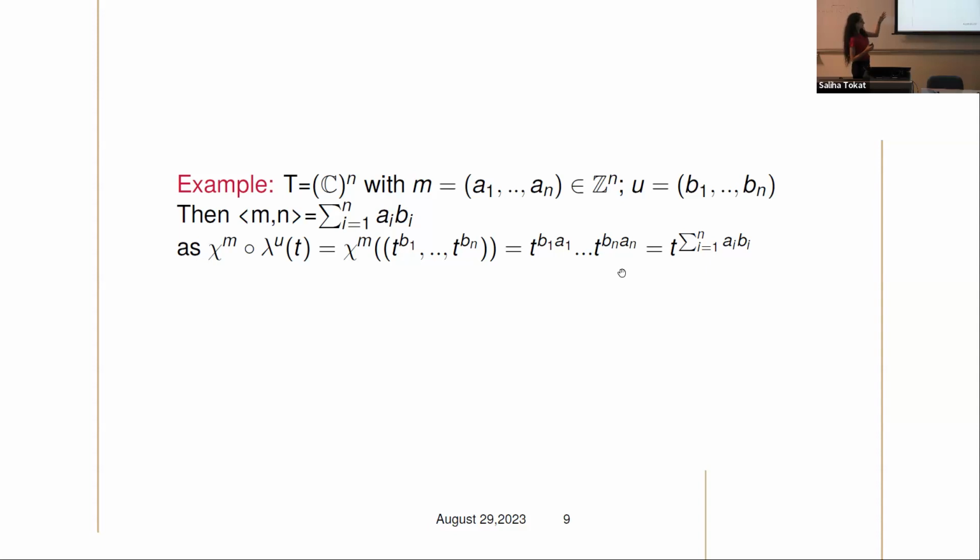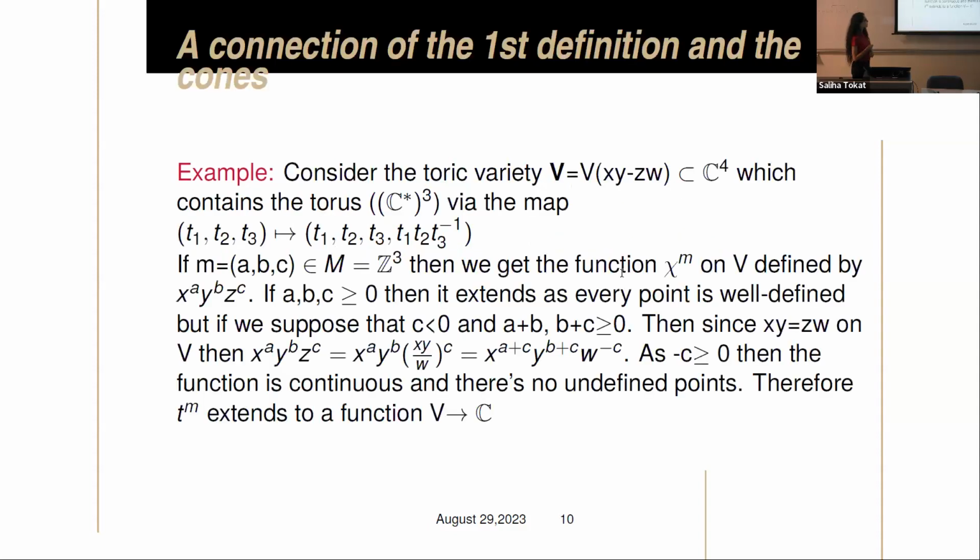Chi M composed with lambda U. So chi M of the image of lambda U, which is (T to the b1, ..., T to the bn), is equal to the product of (T to the A1 b1) through (T to the An bn), which is T to the whole sum of Ai Bi.